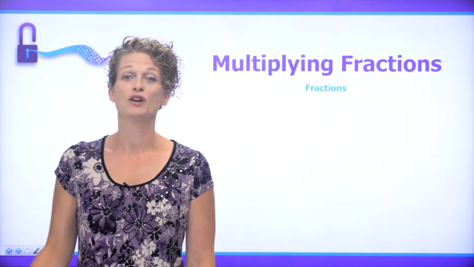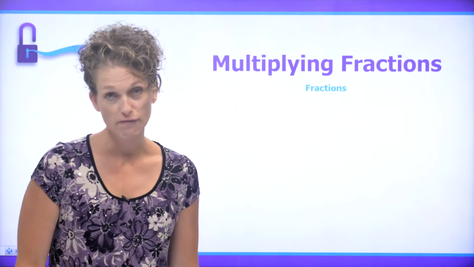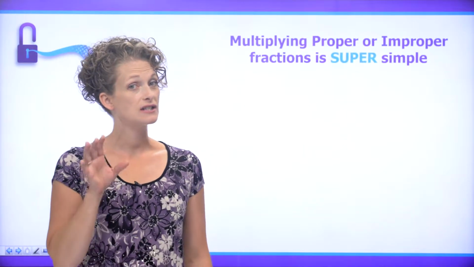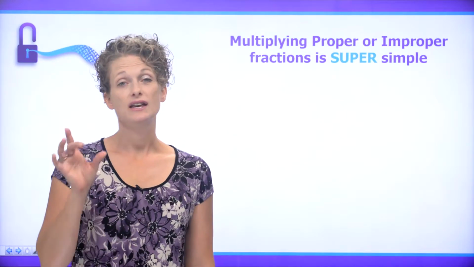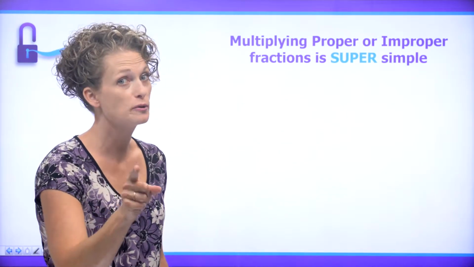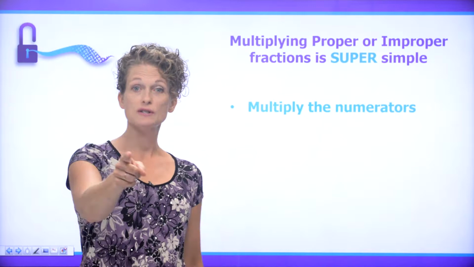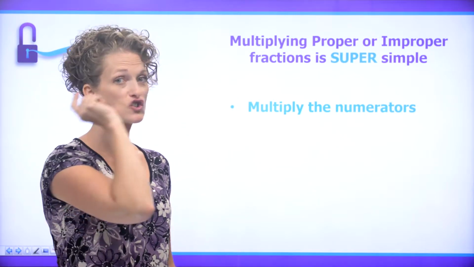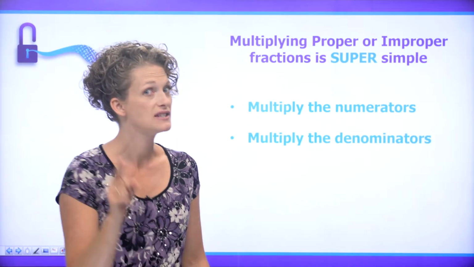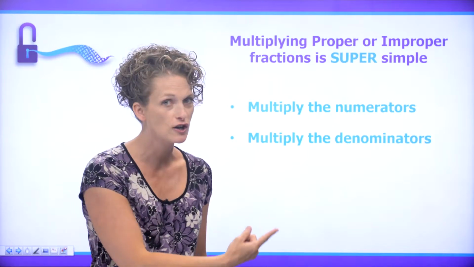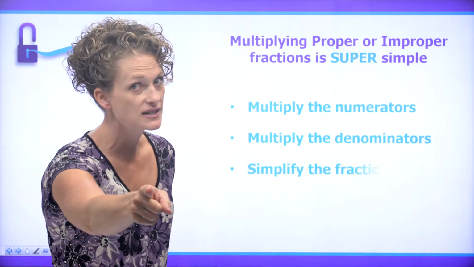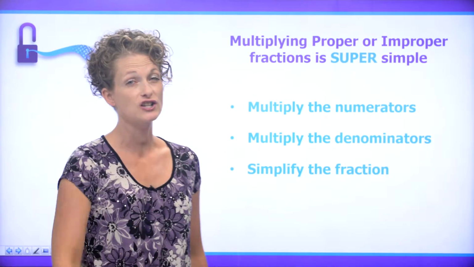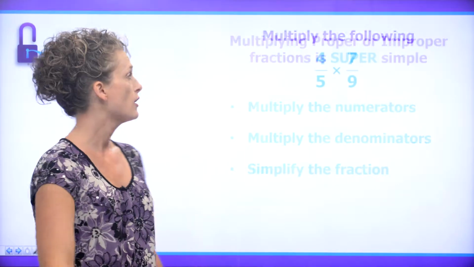In today's lesson, we are going to talk about multiplying fractions. Now, there's really just a few simple steps that you need to remember, and they're super easy. First thing you want to do is multiply your numerators, just straight across. Then do the same thing for the denominators, straight across. And as always, don't forget to simplify your fractions. That's really important. Always simplify.